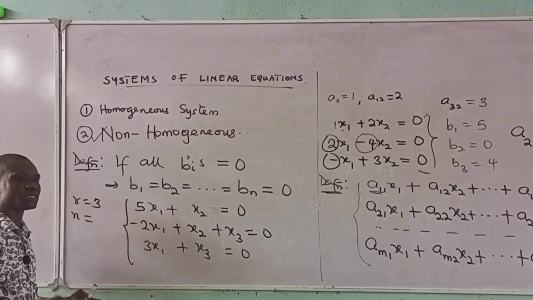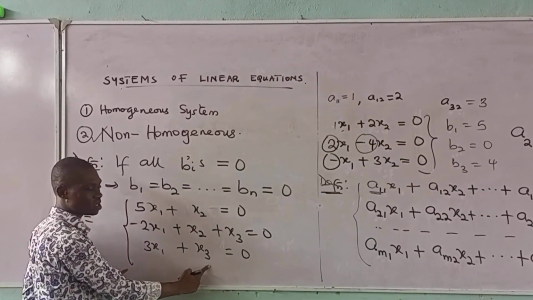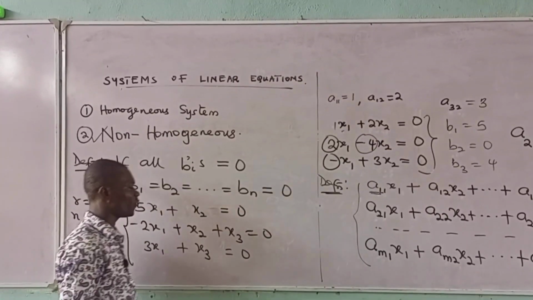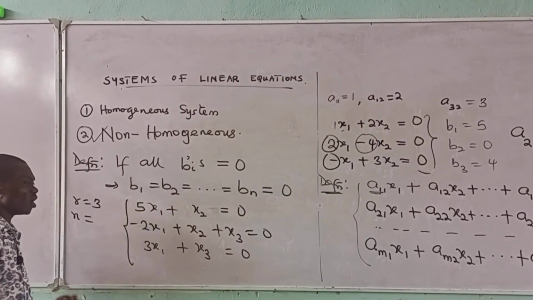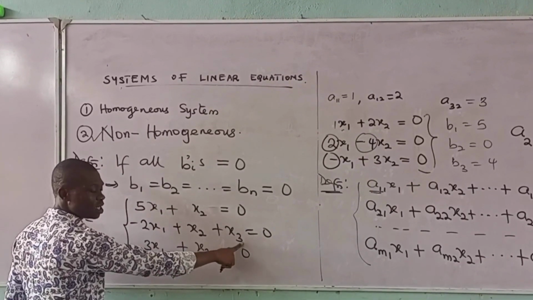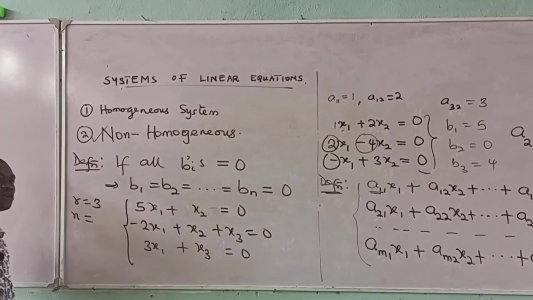And not just that, you look at the subscript. The subscript should tell you the number of variables present. Because now, what's the highest subscript here? The highest subscript is 3. So that means there are 3 variables present.